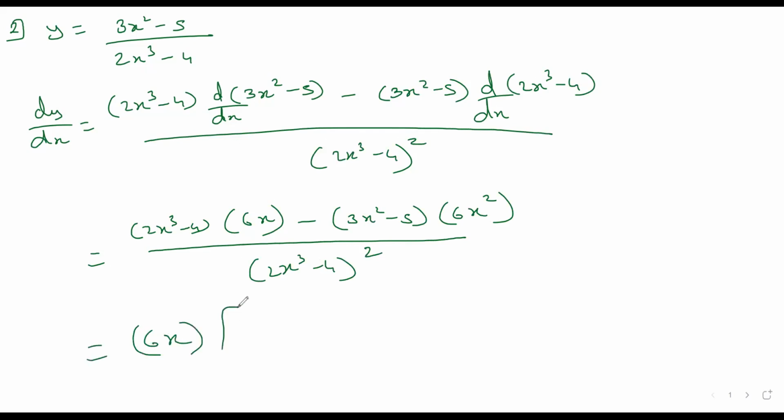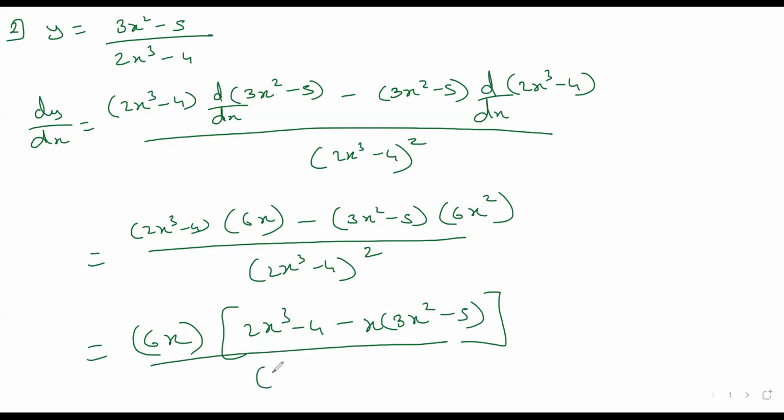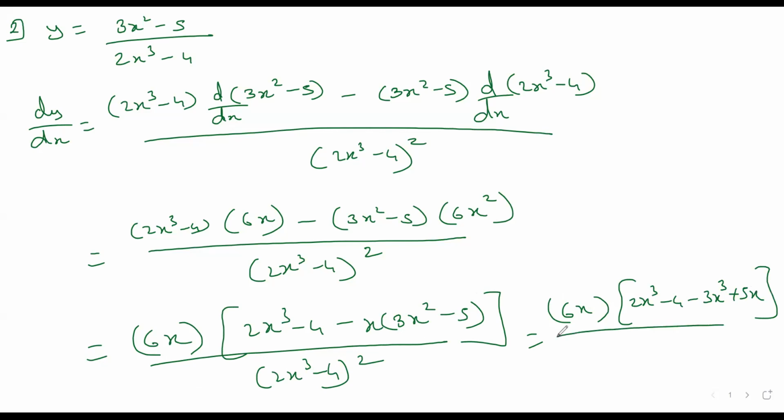6x, 2x cube minus 4 minus x, 3x square minus 5. कारण हा x च कॉमन निघाला तर इथला x राहिला. Whole thing upon 2x cube minus 4 bracket square. So that is 6x, 2x cube minus 4 minus 3x cube plus 5x. Whole thing upon 2x cube minus 4 bracket square.